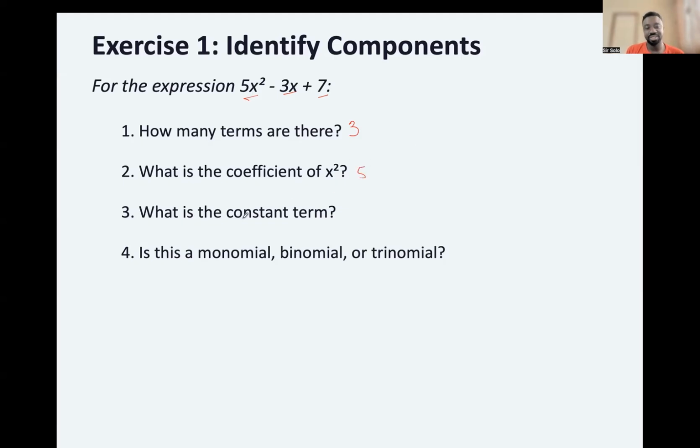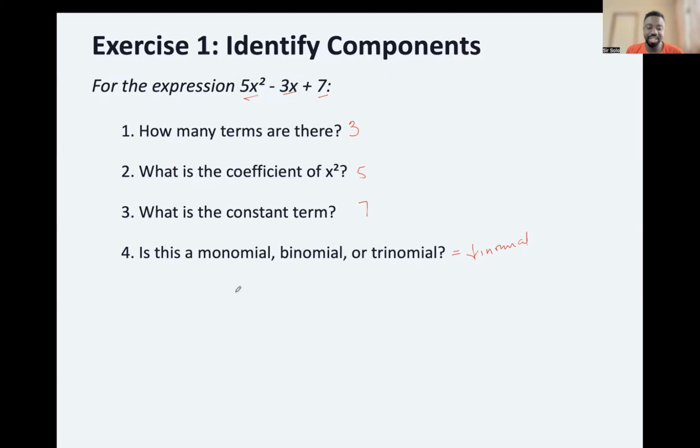What is the constant term? The constant term has no variable, so 7 is the constant term. Is this a monomial, a binomial, or a trinomial expression? The whole expression, 5x squared minus 3x plus 7, is it a monomial, binomial, or trinomial? Answer: a trinomial.